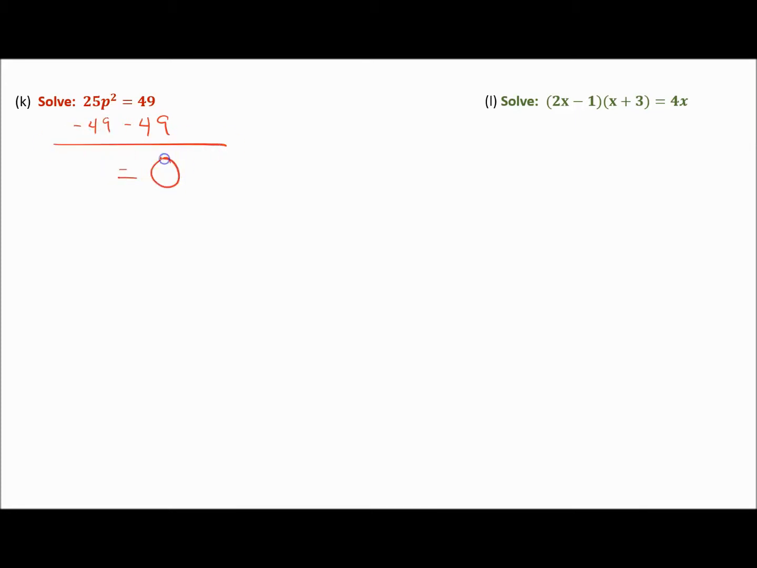49 minus 49 is 0. That's that 0 I needed. Over here, these are not like terms, so I'm going to write this as 25p squared minus 49. Now it's time to factor. Now, this is one of the most important reasons we learned the skill of factoring. There are other good reasons for it as well, but we need to be able to factor to solve equations, and to factor, you have to know all the different factoring techniques. This is what we call a difference of squares.